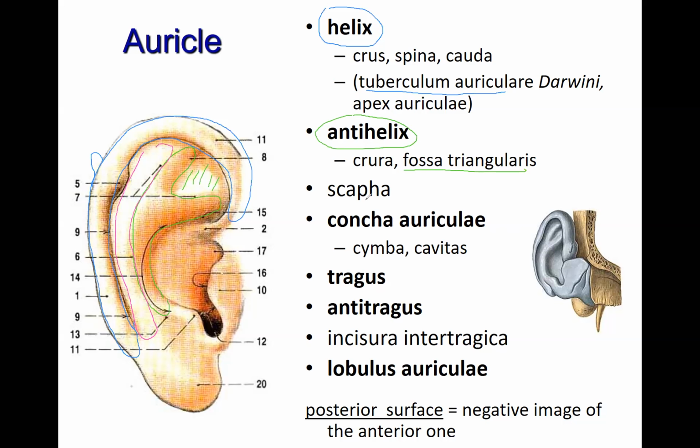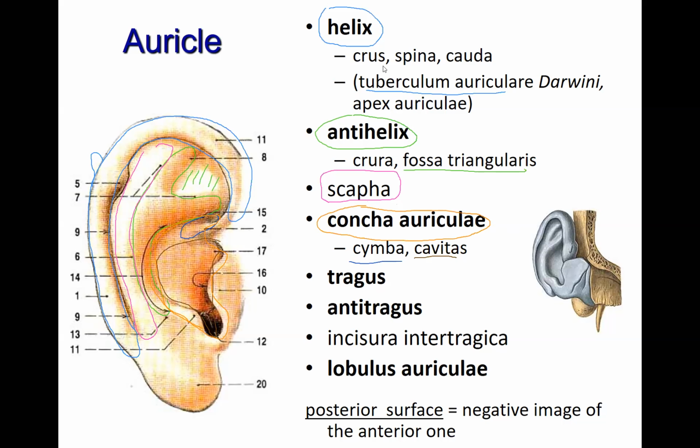Scapha means a boat. So this should remind you of a boat in Venice in Italy, which is called gondola, very, very long and quite narrow boat. And the term boat is used from the Greek term kymbe, and that's this small part. This is cymba, and next to it is a cavity, and the cavity all together forms a concha. And concha is this. And the shape of concha should remind you of a shell. So this area should look like a shell. And the cavity of concha is the entrance into the external acoustic meatus.